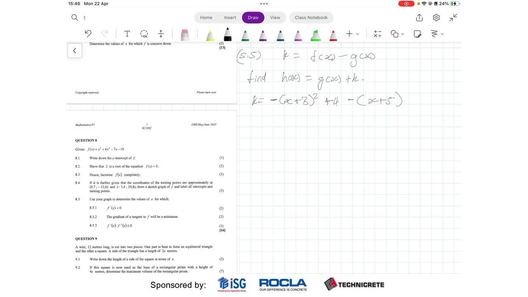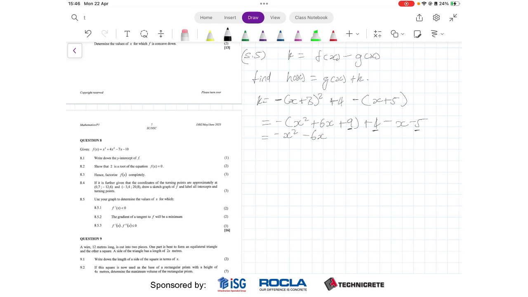Now, this simplifies out to minus into x squared plus 6x plus 9 plus 4 minus x minus 5. This is equal to minus x squared minus 6x. Now, negative 9 plus 4 minus 5, that's going to be negative 9 minus 1, and that would be minus 10 minus 6x.